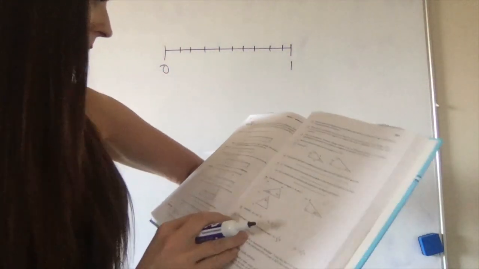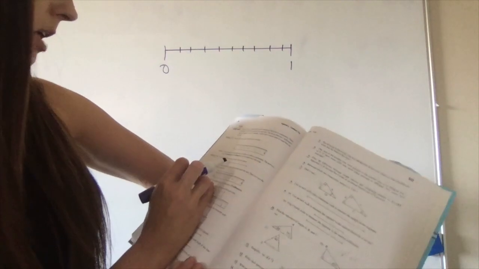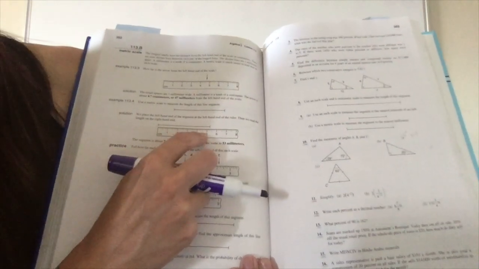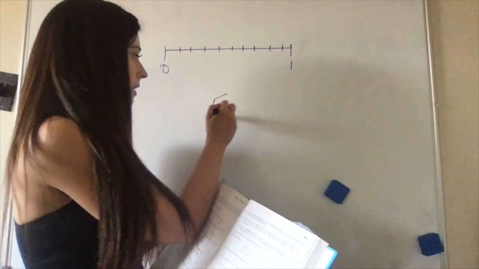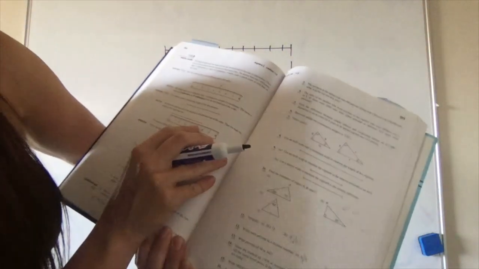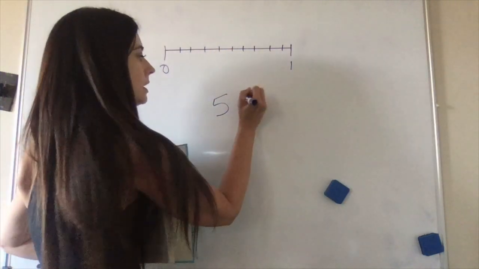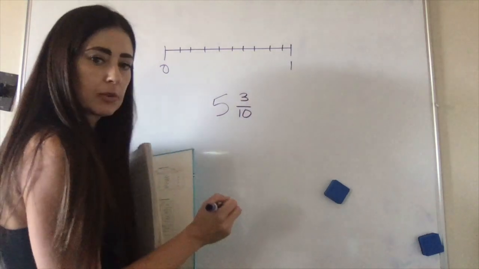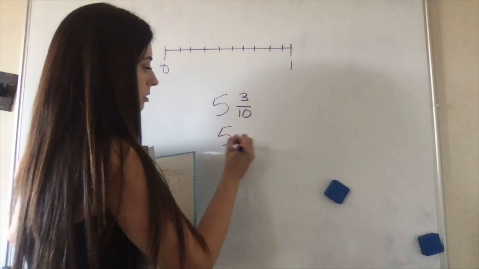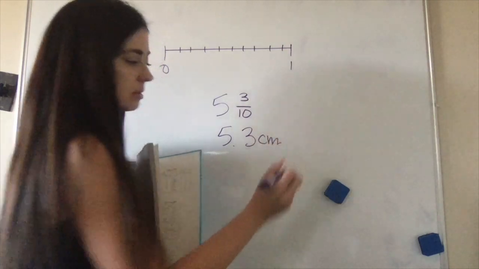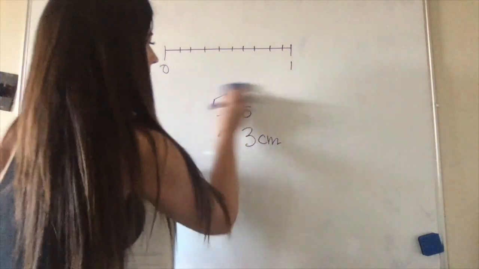Let's look at the next question. It says use a metric scale to measure the length of this segment. They give you the ruler in the book. So we have 1, 2, 3, 4, 5 whole centimeters. So I'm going to write that 5 down. And then we have 1, 2, 3 tick marks. So we have 3 out of the 10 that we need for another whole. Or we would say 5 and 3/10 centimeters. All right.